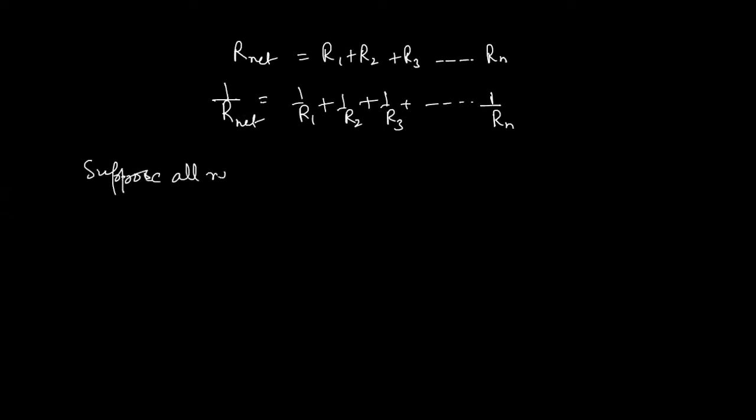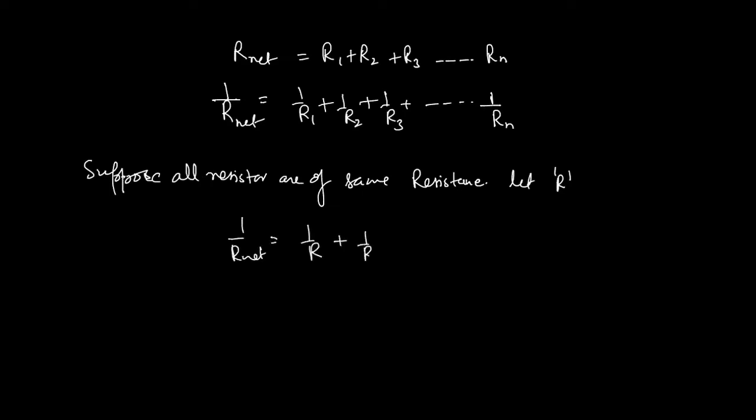all resistors are of the same resistance, सारे रेजिस्टर्स सेम रेजिस्टेंस के हैं. Let's consider they are R each, then 1 upon R net is equal to 1 upon r plus 1 upon r plus 1 upon r plus up to 1 upon r.